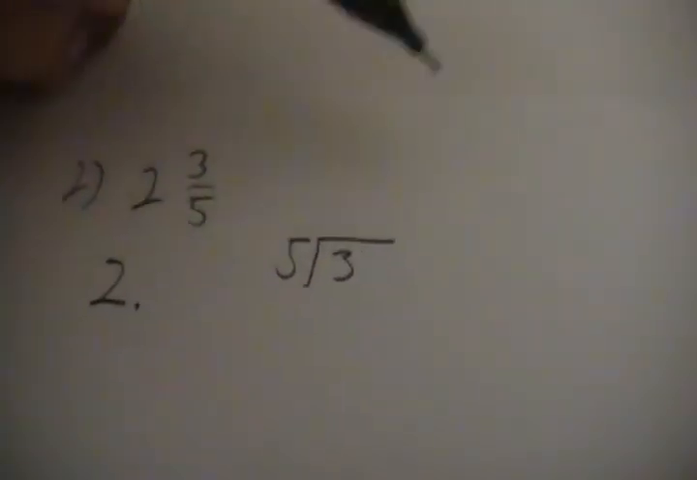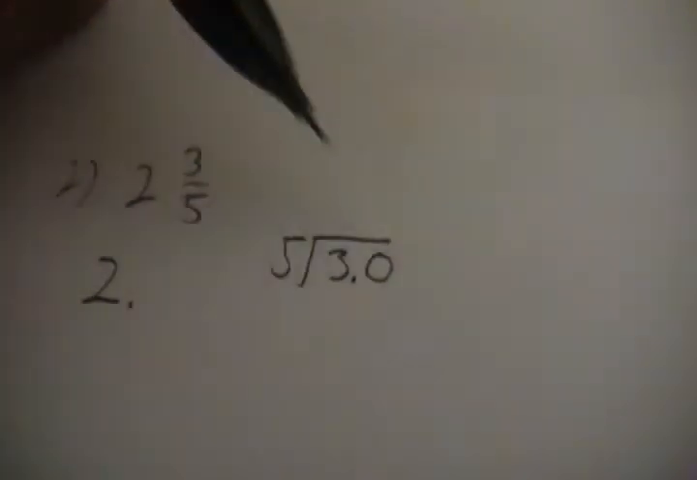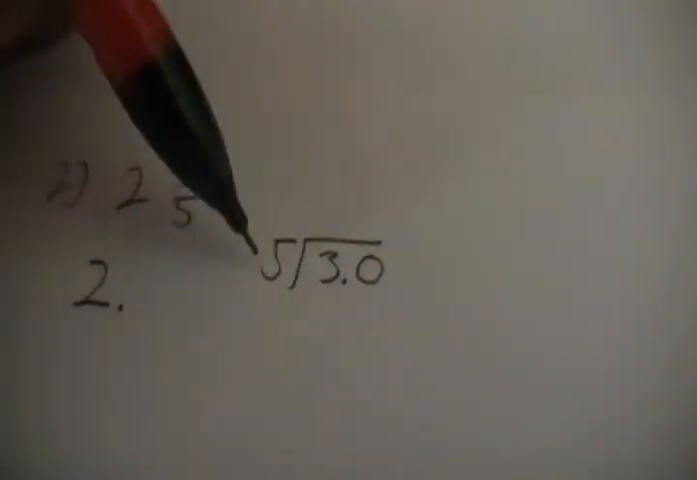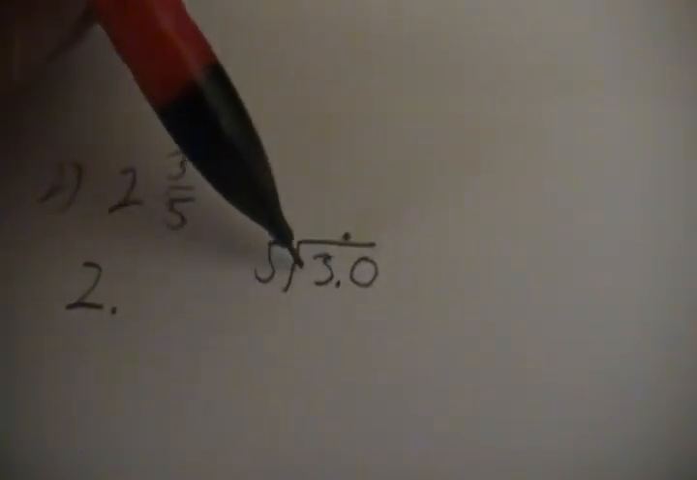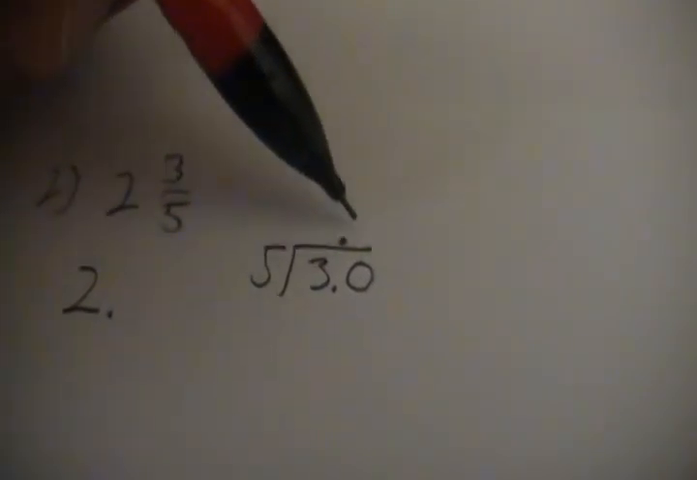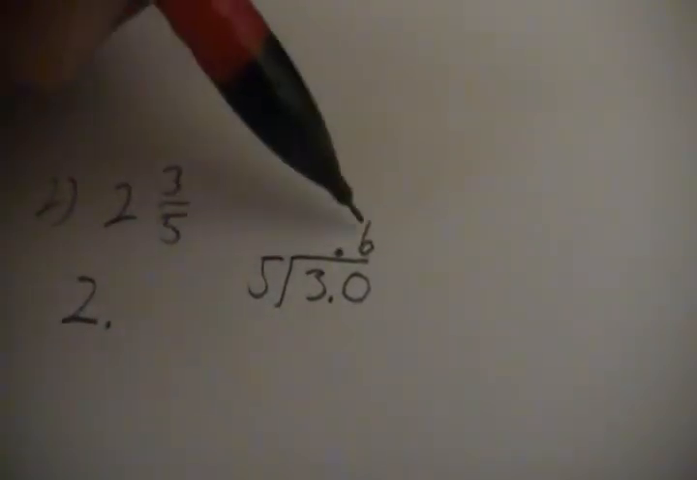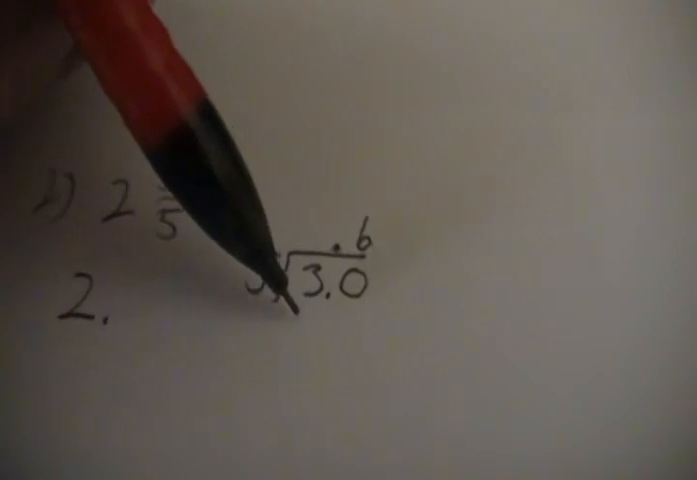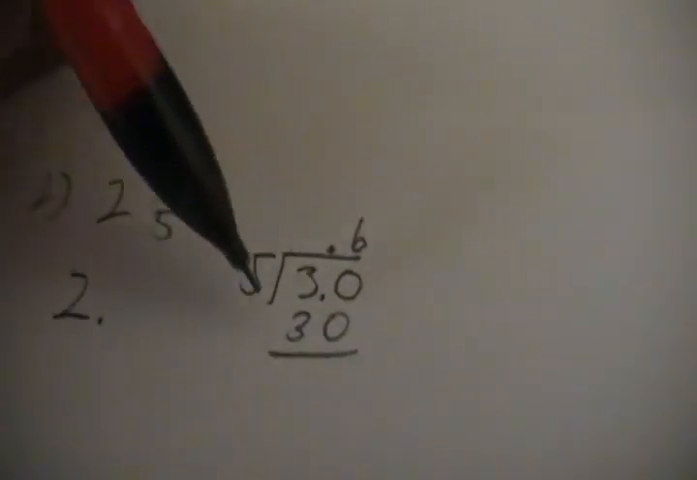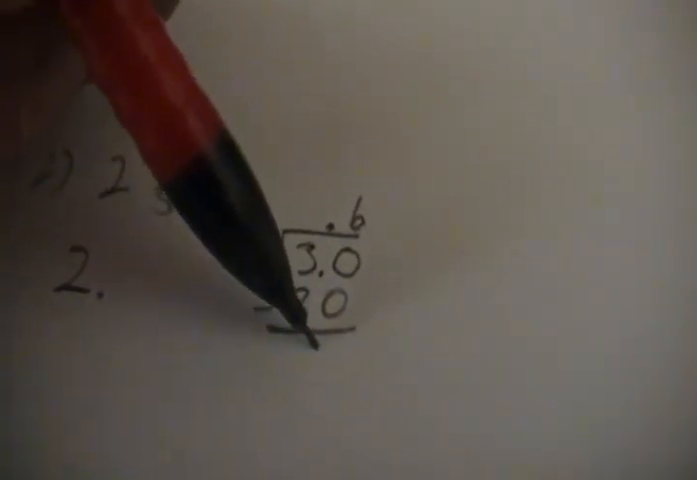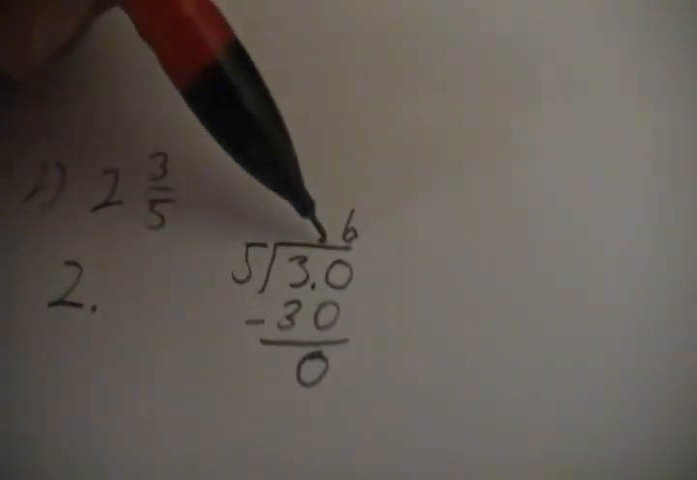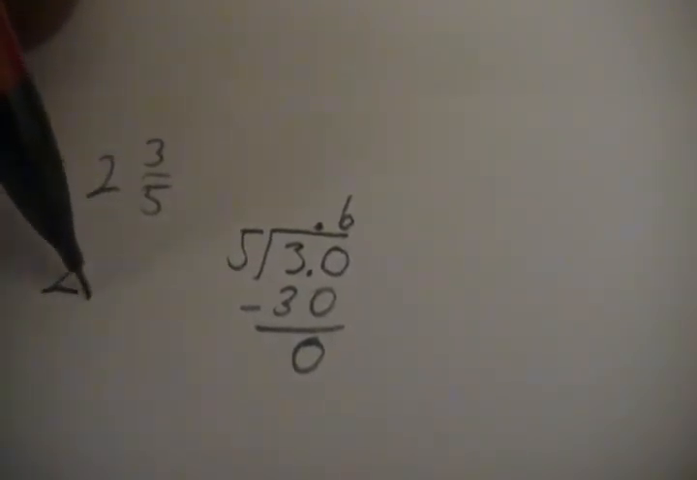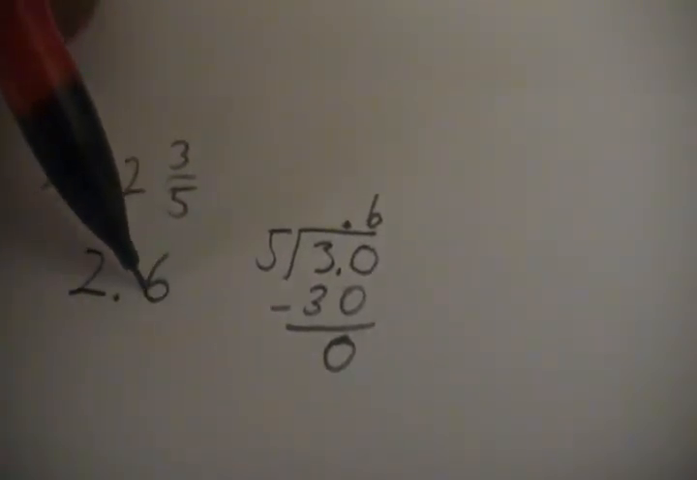Okay. Since 3 is smaller than 5, we have to put a decimal point and then add a 0. So now we can divide 30 by 5. Alright, put the decimal point on top. And then 5 goes into 30 6 times. 6 times 5 is 30. And that equals 0 when we subtract it. So the decimal is 0.6. So the total answer is going to be 2.6.